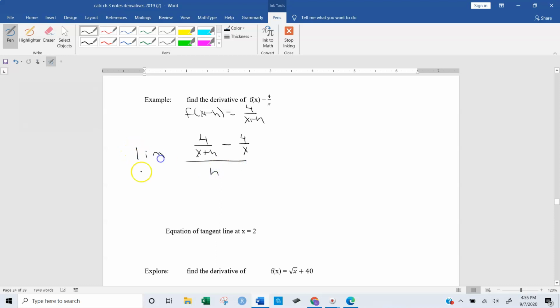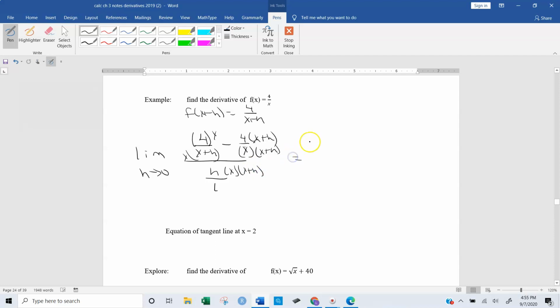And I need to find the limit as h approaches 0. Okay, when we're looking at this, this is not pretty. So I'm hoping you remember how to find a common denominator. So I need to find a common between all of them. So this guy needs an x. This guy needs an x plus h. And this one needs all of them.